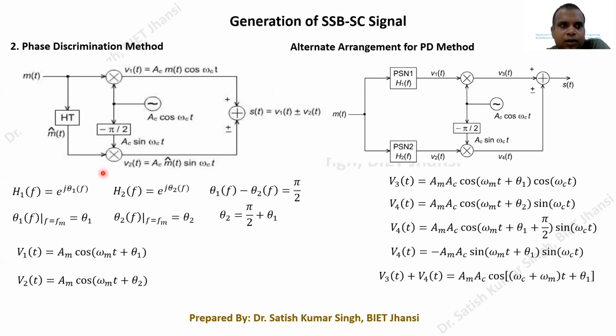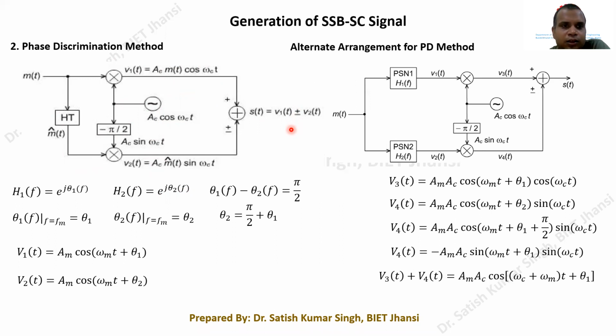I told you that in this scheme, we have to take the message signal, and then take the Hilbert transform of this particular message signal. Then we have to take the carrier signal and a quadrature carrier. By following this scheme, we generate an SSB-SC modulated signal, depending on the plus and minus sign, whether it is upper sideband or lower sideband modulated. That we have already seen in the last lecture.